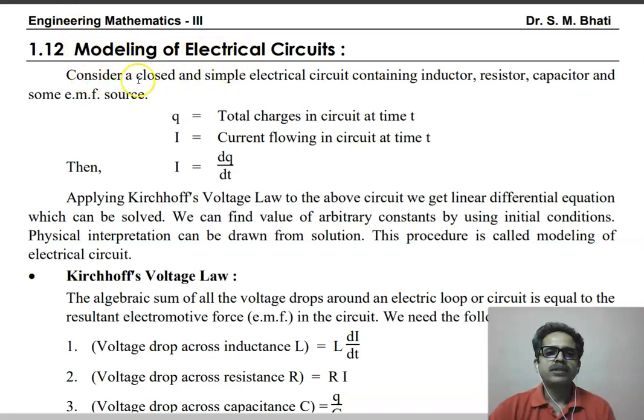For that purpose, we consider a closed simple electrical circuit containing inductor, resistor, capacitor, and some EMF source. Small q is the total charges in the circuit at time t. Sometimes instead of small q, capital Q can be used. Capital I is a current flowing in the circuit at time small t. We know current is the rate of flow of charges. Mathematically, we can write I as dq by dt.